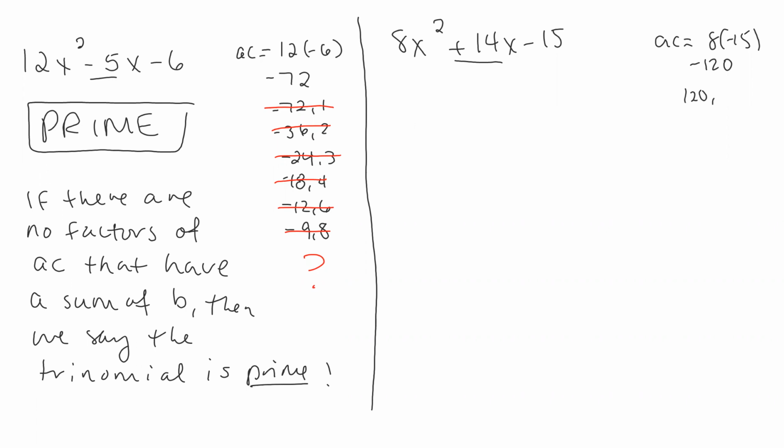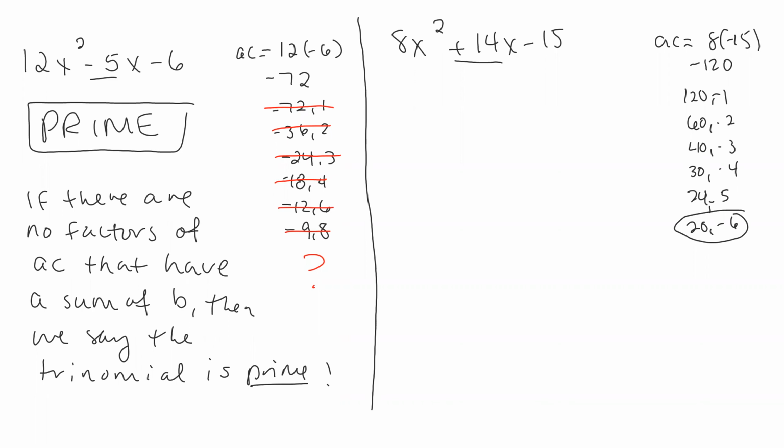So we could try 120 and negative 1. We could try 60 and negative 2. We could try 40 and negative 3, 30 and negative 4. Let's see, 120 divided by 5, I get 24, and negative 5, sorry about that. I get 20 and negative 6, and that'll work. So 20 plus negative 6 is 14.